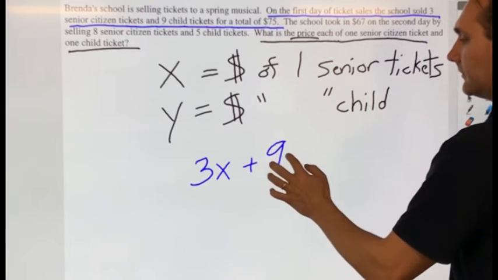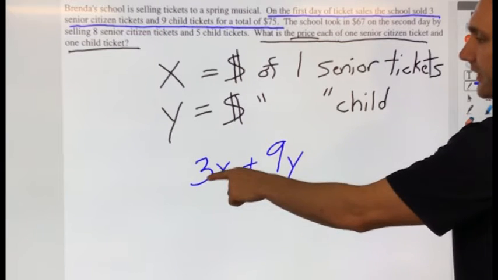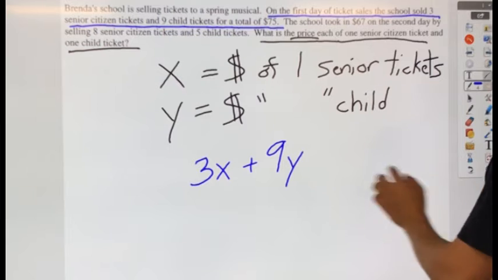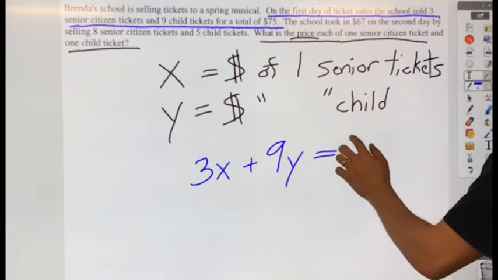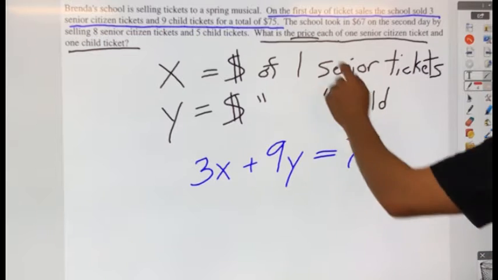Give me a number. So the price of my senior, they sold 3 of those. The price of my child, they sold 9 of those. And that equals, what? $75. I like that. There's equation 1.